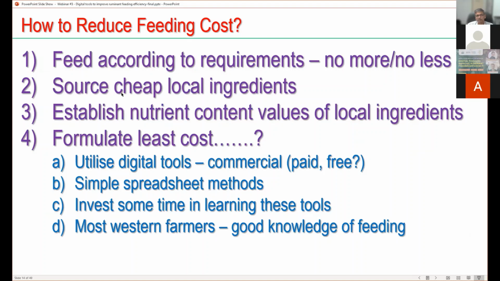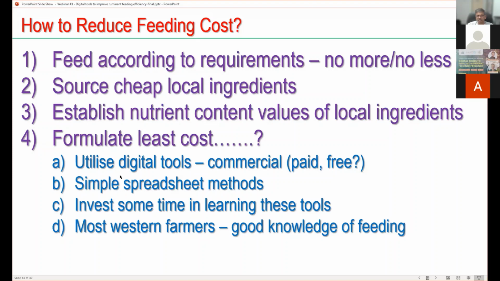And then source cheap local ingredients. This is the biggest problem. We always import a lot of ingredients from overseas. But I'll show you what's happening next year. I think there are some changes which will be good for the country. And then make sure we know what we are feeding. Kita kena tahu what the nutrient is in the ingredients, and also formulate dengan harga yang paling murah.